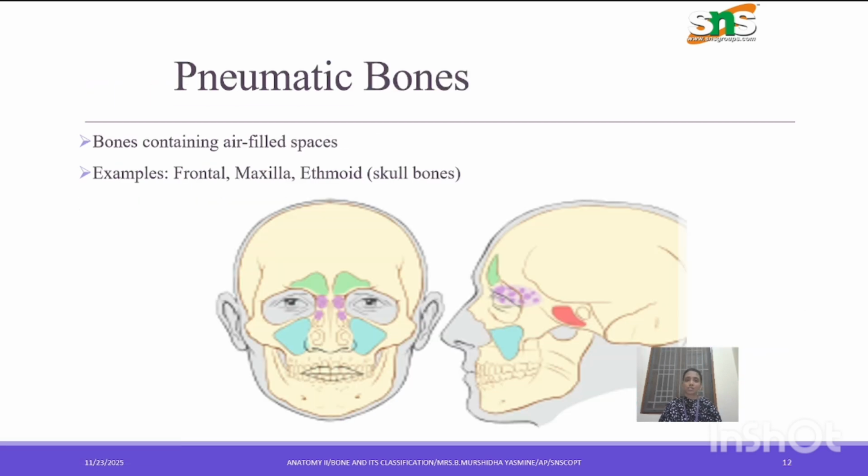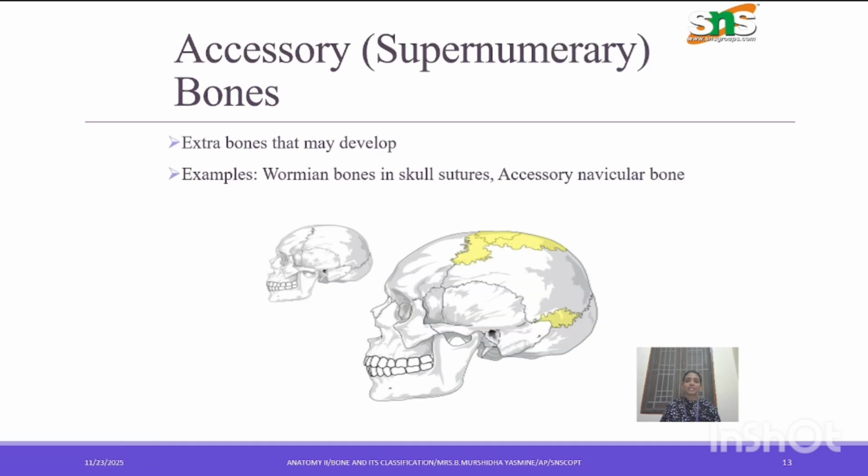The next classification based on the shape is pneumatic bone. Pneumatic bones are bones which contain air filled spaces. Examples for the pneumatic bones are frontal bone, maxilla, and ethmoid. So this is the frontal bone, the maxilla, and the ethmoid bone. So these are the air filled spaces.